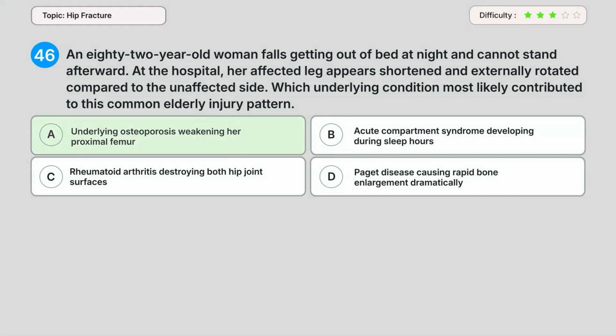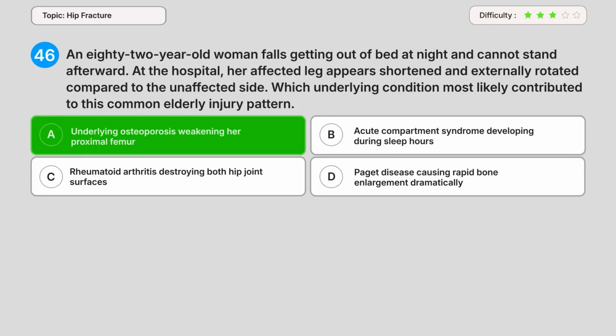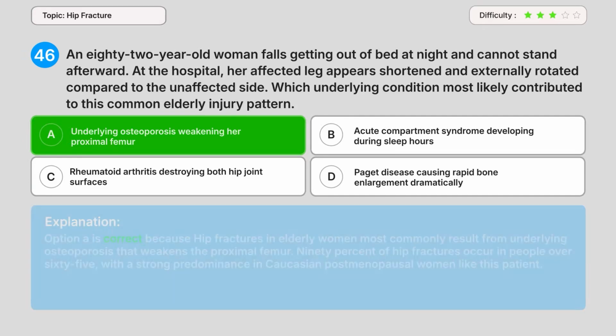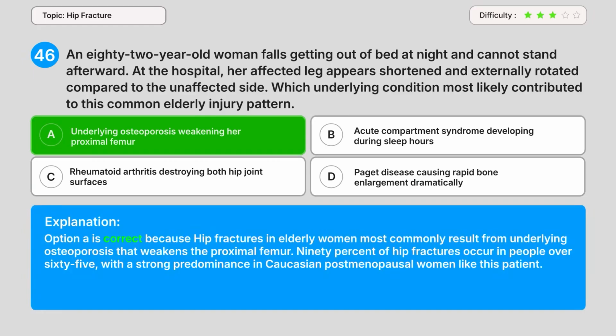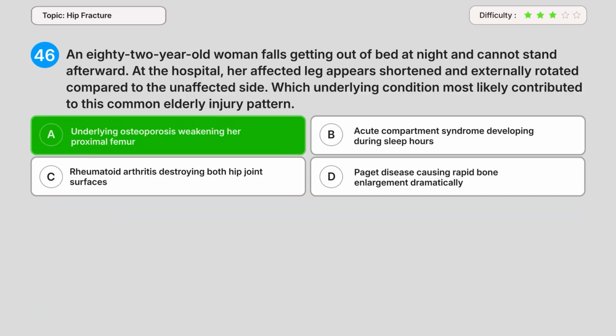Correct answer. A. Underlying osteoporosis weakening her proximal femur. Hip fractures in elderly women most commonly result from underlying osteoporosis that weakens the proximal femur. 90% of hip fractures occur in people over 65, with a strong predominance in Caucasian postmenopausal women like this patient.